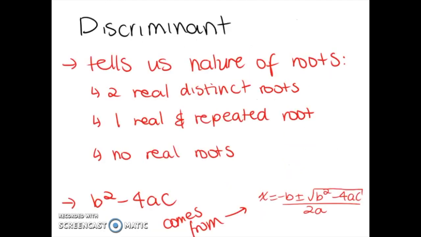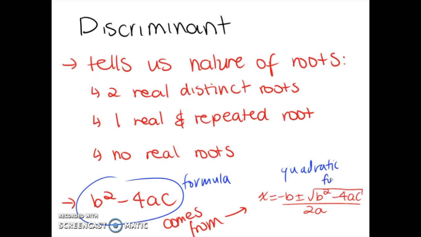Next, we're going to look at the discriminant. This is something that tells us the nature of the roots of a function. You can have 2 real distinct roots, 1 real and repeated root, or no real roots. So the formula for this is b squared minus 4ac, and it comes from the quadratic formula, as you can see under the square root brackets.